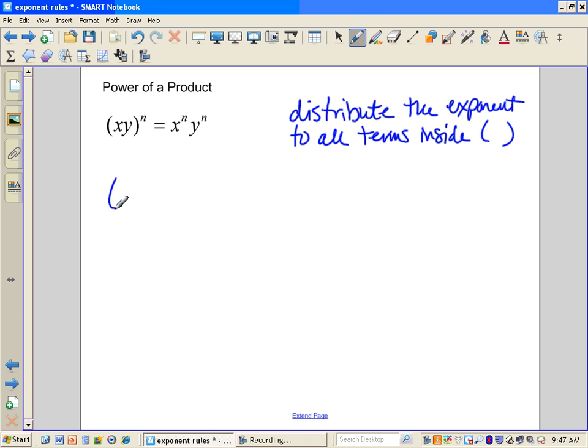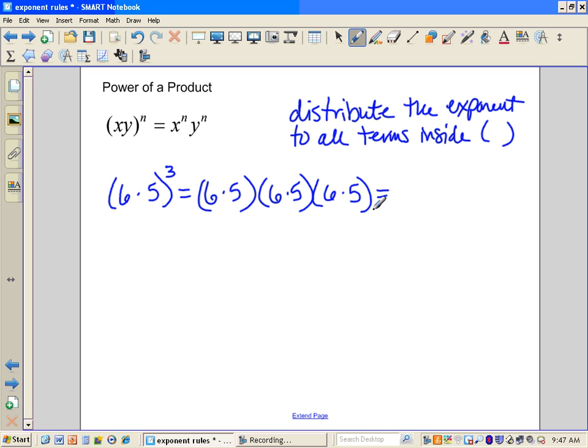Let's do a long one out. 6 times 5 raised to the 3rd power. So that means we have 6 times 5, 3 times. Okay, we can put the terms together, so that means we have 6 times 6 times 6 times 5 times 5 times 5. And so 6 3 times is like 6 to the 3rd, times 5 3 times, 5 to the 3rd. So we've distributed the 3 to both parts inside the parentheses.